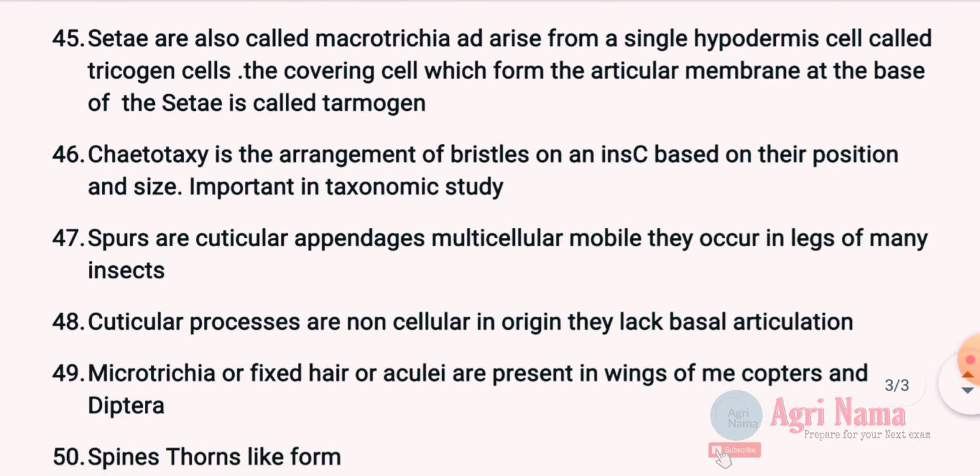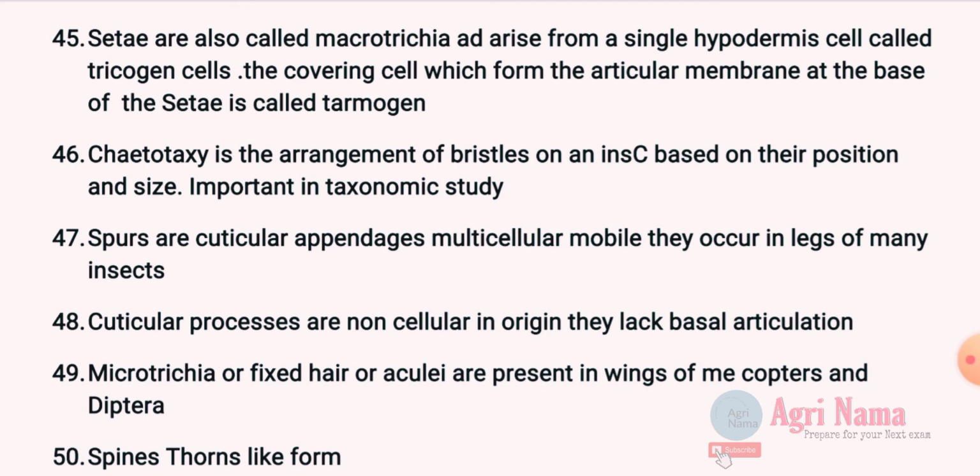46. Chaetotaxy is the arrangement of bristles on an insect based on their position and size. Important in taxonomic studies. 47. Spurs are cuticular appendages, multicellular, mobile, and they occur on the legs of many insects. 48. Cuticular processes are non-cellular in origin. They lack basal articulation.